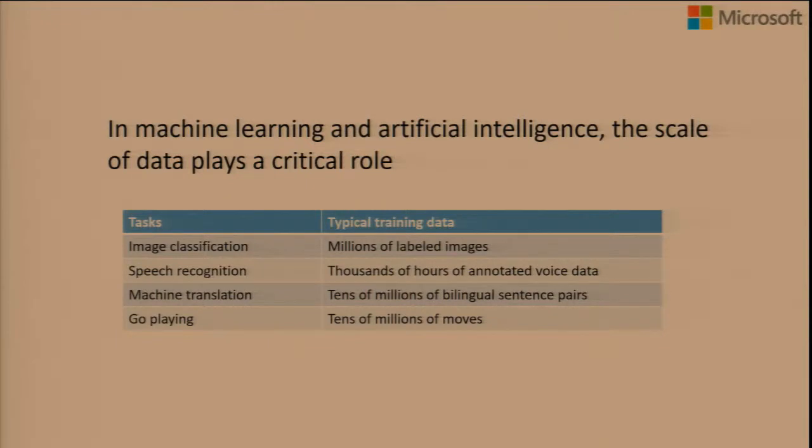In speech recognition, thousands of hours of annotated voice data are needed for training. And for machine translation, usually tens of millions of bilingual sentence pairs are needed. In Go playing, so you may have heard of AlphaGo, tens of millions of moves are needed for training, either from expert moves or from self-play. Okay. So you may think that the scale of the data is very large, but actually it's not so large.